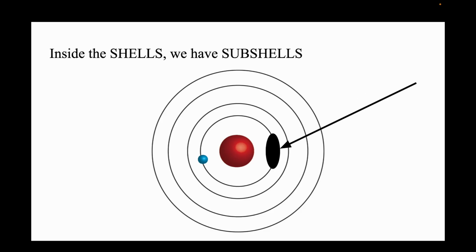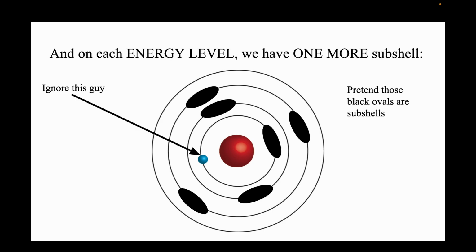Inside these shells, we have subshells. We're going to be representing these subshells with these ovals over here, so you can ignore this little blue guy. And on each energy level, we have one more subshell than the previous one. So as you can see, we have n equals 1, 1 subshell. N equals 2, 2 subshells. N equals 3, 3 subshells. And on n equals 4, we're supposed to have, you guessed it, 4 subshells.